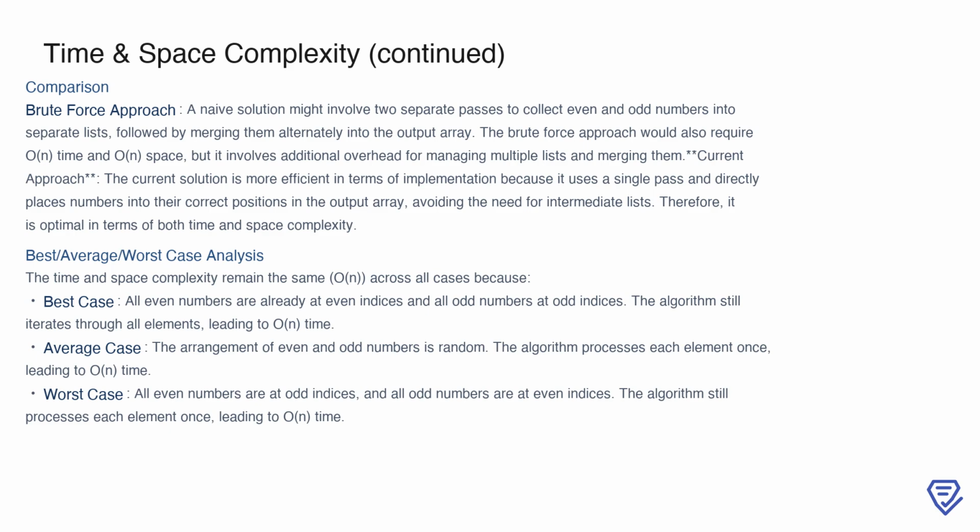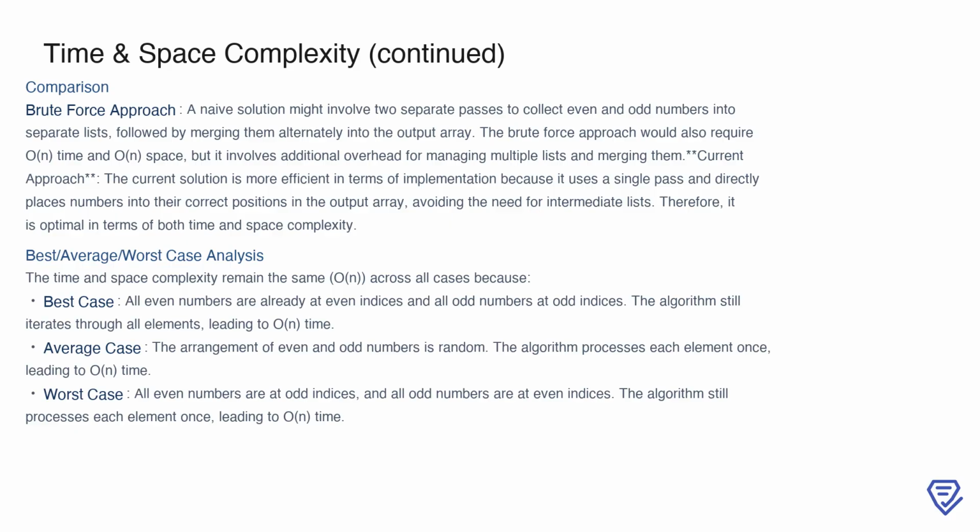Let's compare this approach to a brute force solution. In a naive method, you might first separate the even and odd numbers into two separate lists, then merge them alternately into the output array. While this also takes O(n) time and O(n) space, it involves additional overhead for managing multiple intermediate lists and performing the merging step. In contrast, the current solution avoids these inefficiencies by directly placing numbers into their correct positions in a single pass, making it more streamlined and optimal.